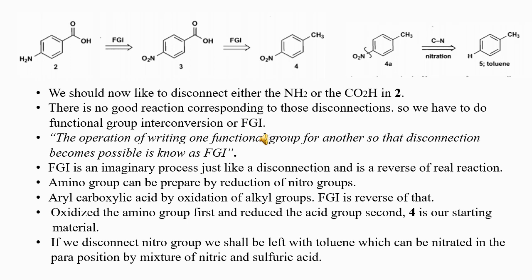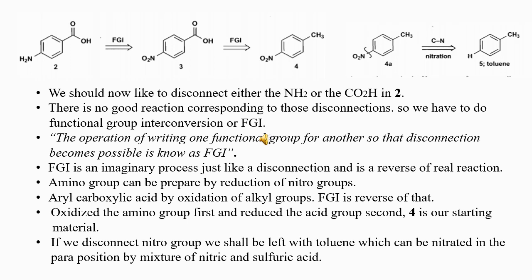But there is another very good FGI which we can apply. We can convert a side chain to carboxylic acid by simply side chain oxidation. So we think FGI again, as is shown in structure 4. So we thought that it can be produced from para-nitrotoluene, structure number 3. So we went back, we have applied FGI, and structure 4 is obtained.